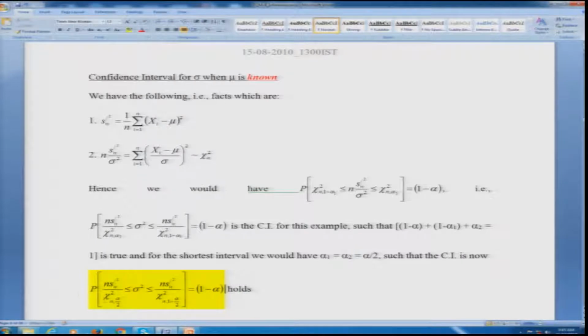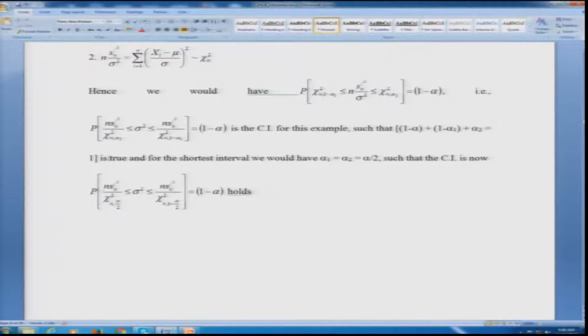So, the interval for the standard deviation or the variance of the population becomes this: n S dash square remains the same as the first one. Only note down the changes: chi-square with n degrees of freedom remains the same, there is no change, but alpha 1 and 1 minus alpha 2 get replaced by alpha by 2 and 1 minus alpha by 2, because we are assuming alpha 1 is equal to alpha 2 is equal to alpha by 2 to find the shortest interval. So, this is done. We will be coming back to that time and again.